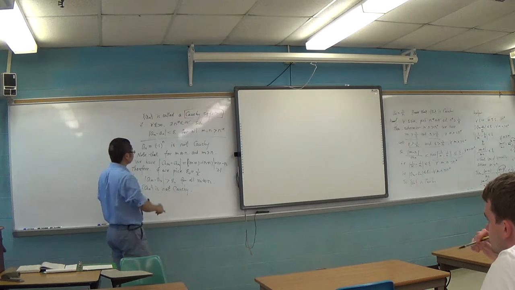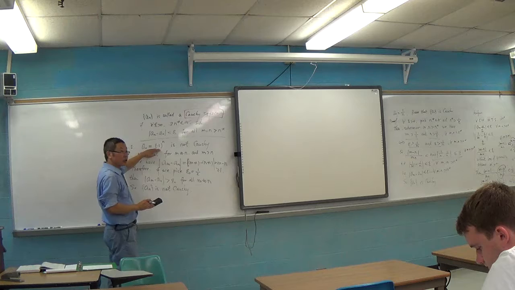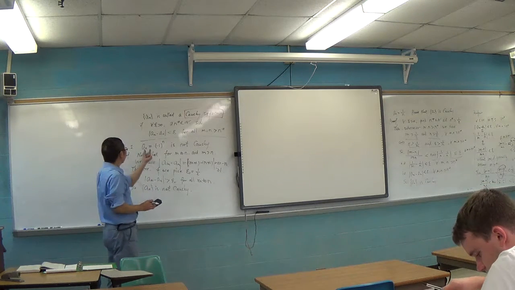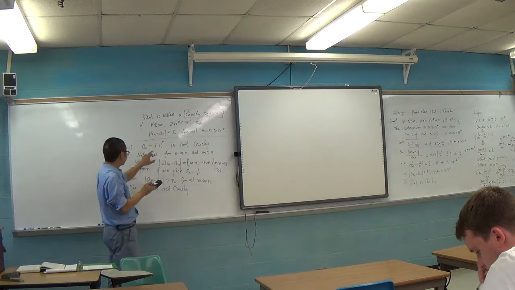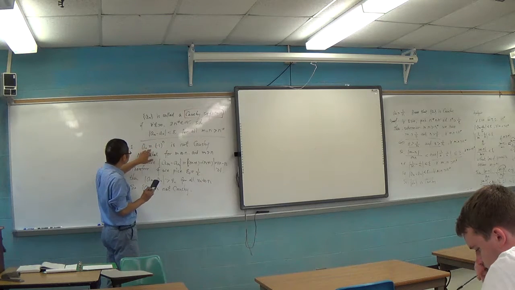Now, similarly, to show that this one is not Cauchy, we want to find a small number such that a_m minus a_n will be greater than that number, as long as a_n is not equal to a_m. Now, let's see.